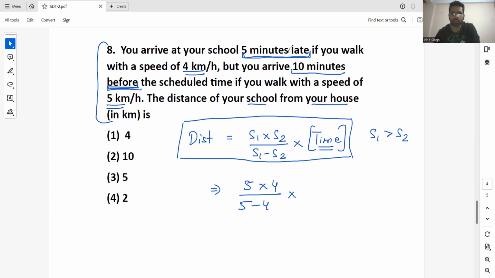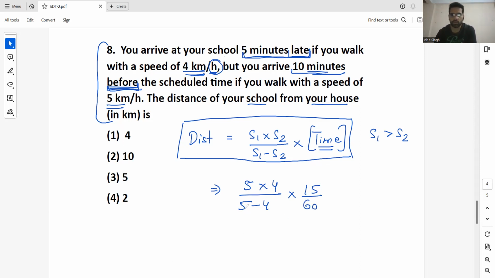Here is the late, here is the early. In case of late and early, we will add these two times. That gives 15. Time is given in minutes and speed is given in kilometers per hour, so this time we will convert into hours by dividing by 60.